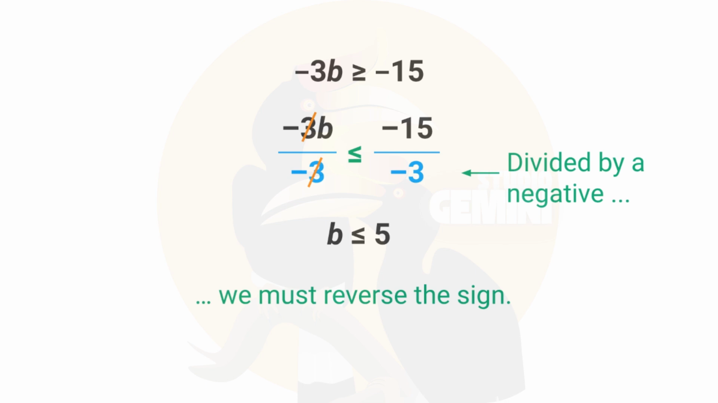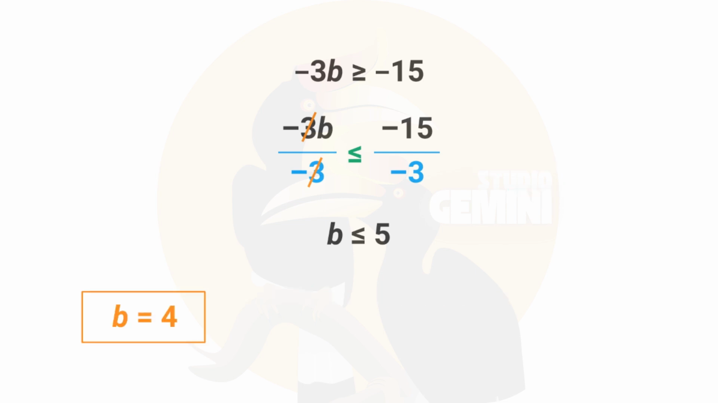Let's confirm that this is correct by plugging in a value for b. Let's choose a number for b that satisfies b is less than or equal to 5, say 4. Now we'll plug this into our original inequality to make sure that we get something true. Substituting 4 for b, we get negative 3 times 4 is greater than or equal to negative 15. Negative 3 times 4 is negative 12. So we have negative 12 is greater than or equal to negative 15. This is true, so reversing the inequality sign does work out.